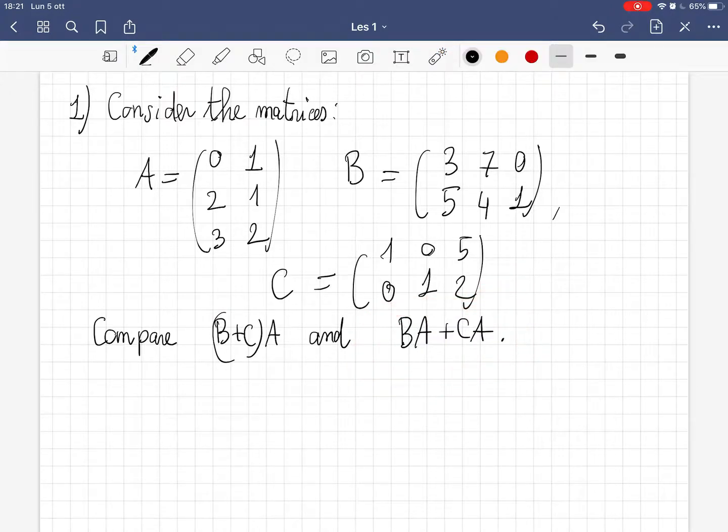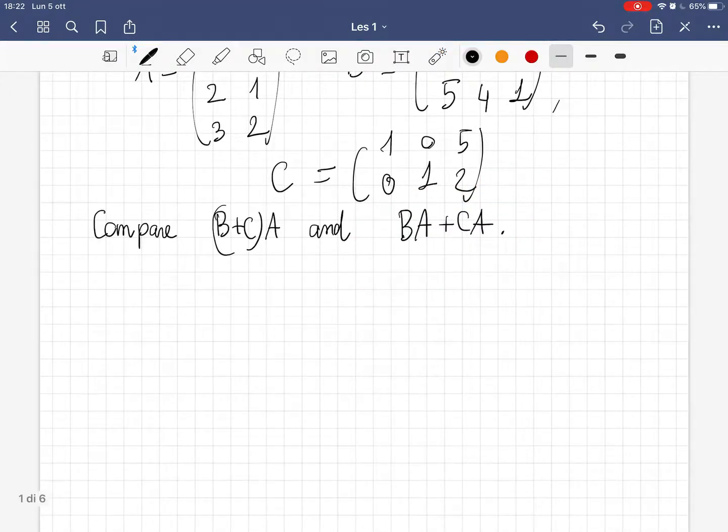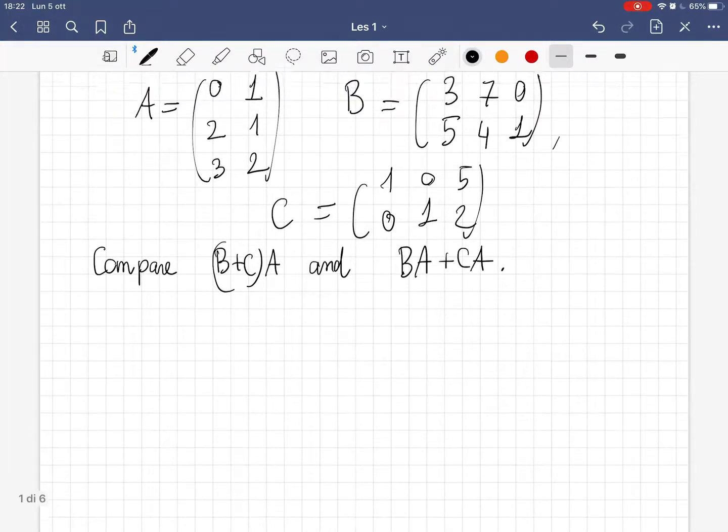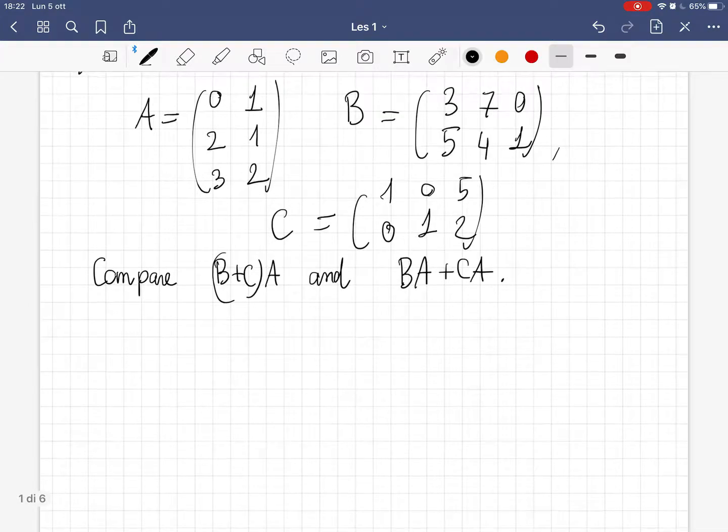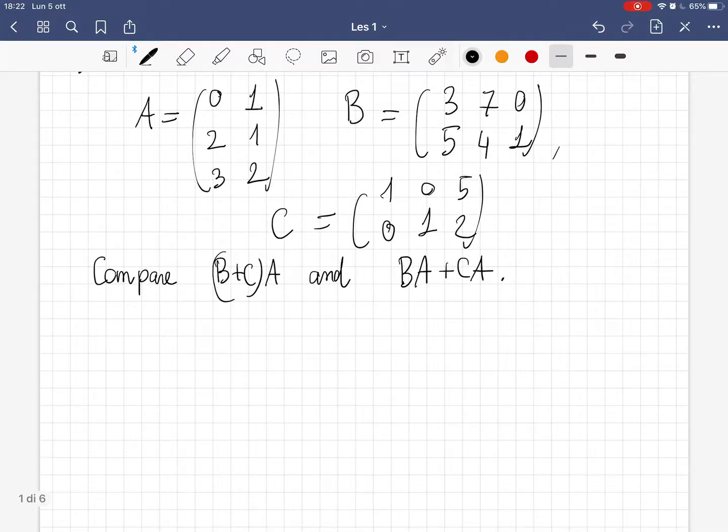So let's just do it, so that we recall how to multiply matrices, and also how to sum matrices. So first, what is B? Oh, sorry. What is B plus C?